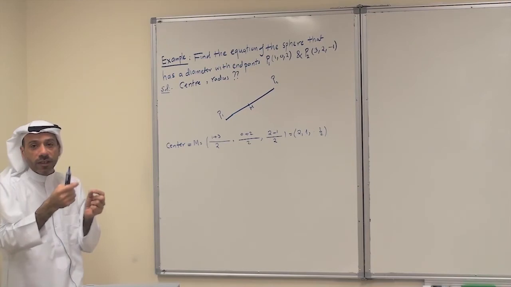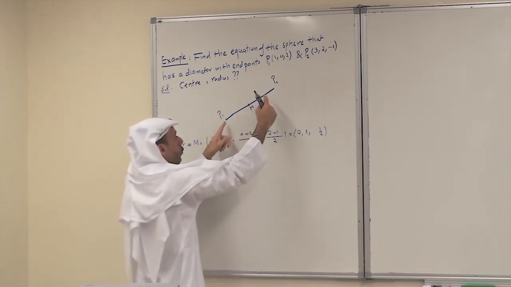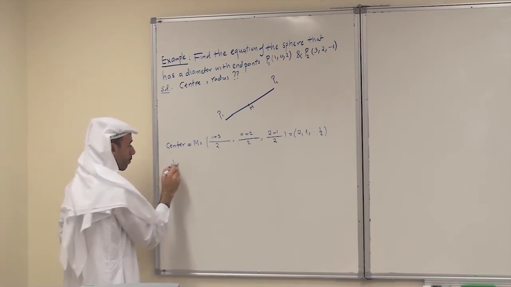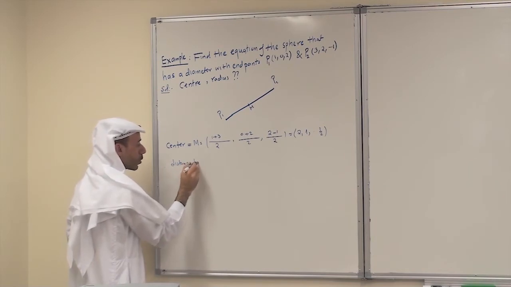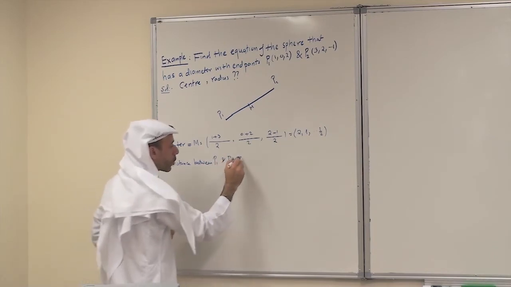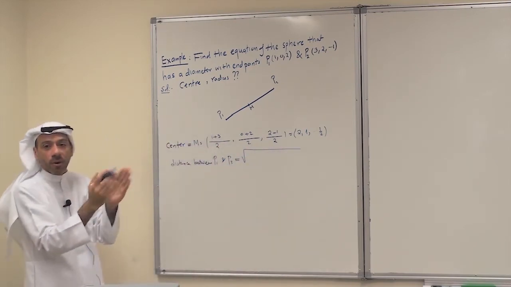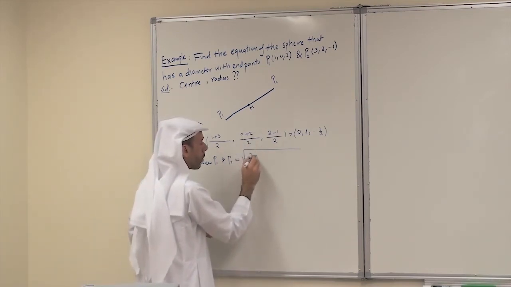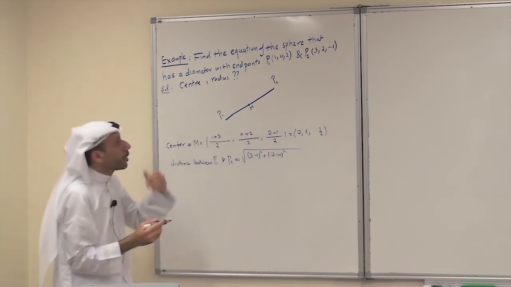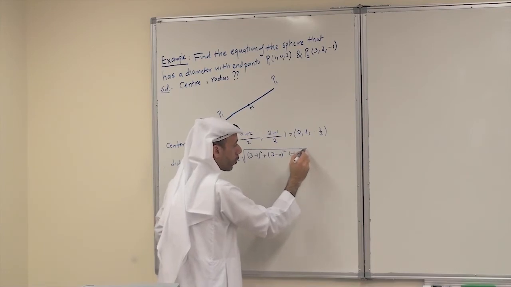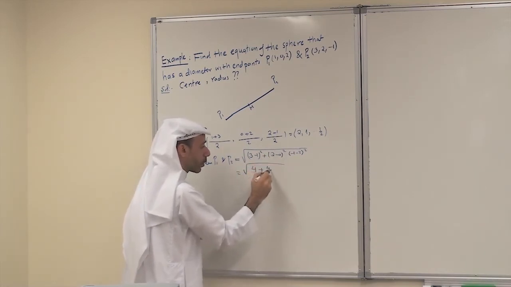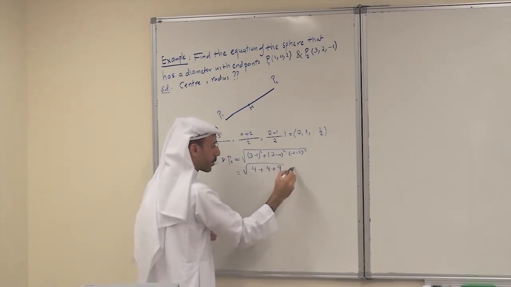The radius is half the length of any diameter. So I can find the distance between P1 and P2 and divide by 2 to get the radius. So first, find the distance between P1 and P2, and this equals the square root, using the distance formula: subtract coordinates and then square. (3 minus 1) squared for the x coordinate, (2 minus 0) for the y coordinate, and (minus 1 minus 2) for the z coordinate. Simplify: this is 2 squared, 4, plus 2 squared, 4, plus minus 3 squared, 9, and this is root 17.